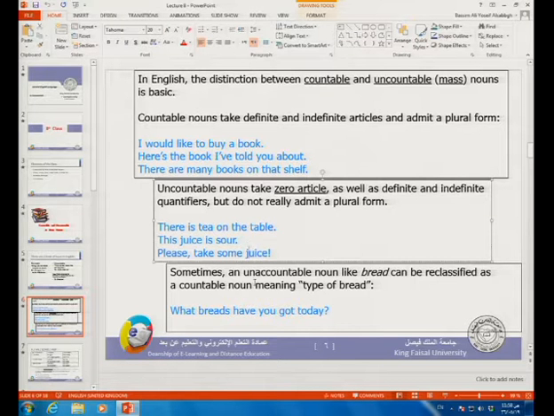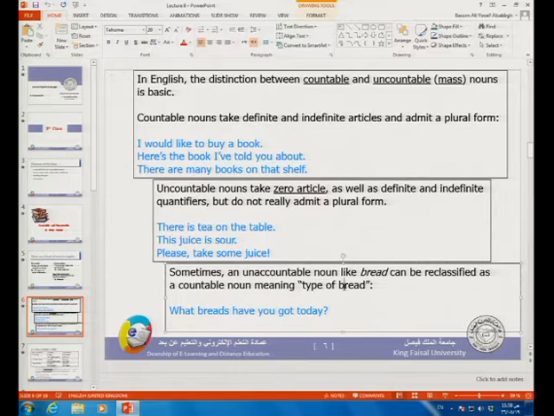Sometimes an uncountable noun like bread can be reclassified as a countable noun, meaning type of bread. Remember when we said before that some nouns can be countable or uncountable, but the meaning changes. When I say bread, bread is an uncountable noun. But if I say breads in the plural form, this means the types of bread. So what breads have you got today? What types of bread have you got today? All right?